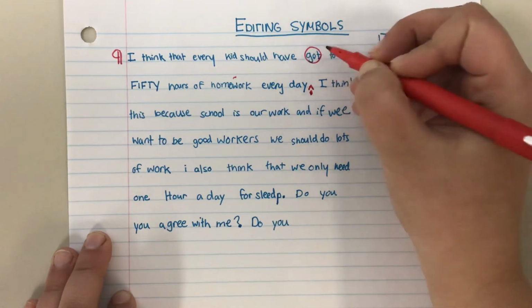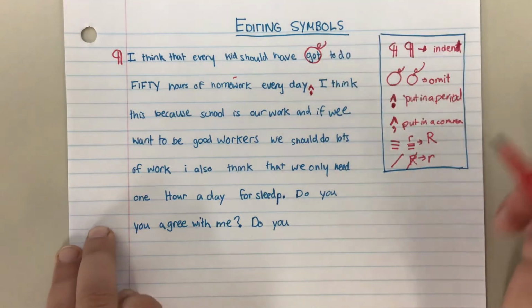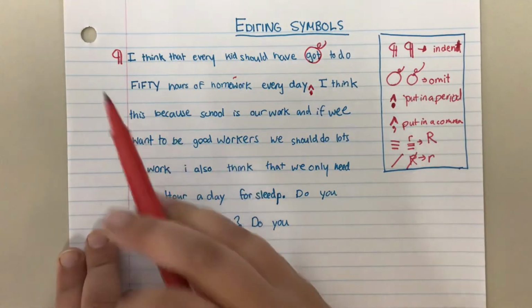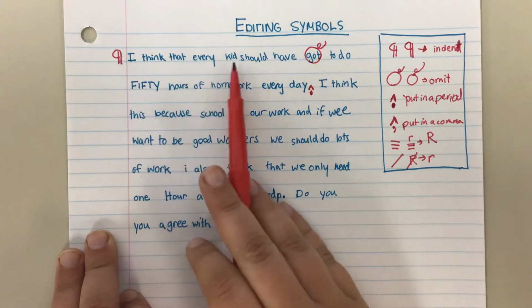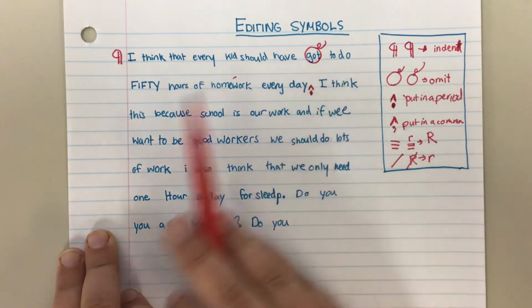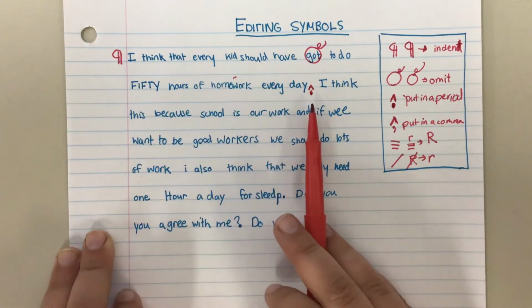I don't think we need it. So I'm going to put a circle around it and do a little curly. We don't need it. So now it reads, I think that every kid should have to do 50 hours of homework every day. Much better.